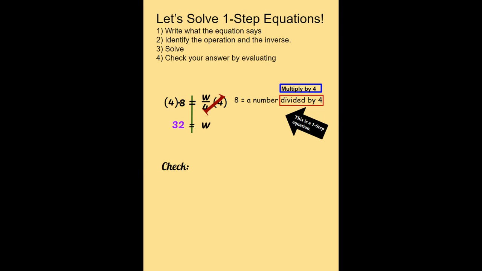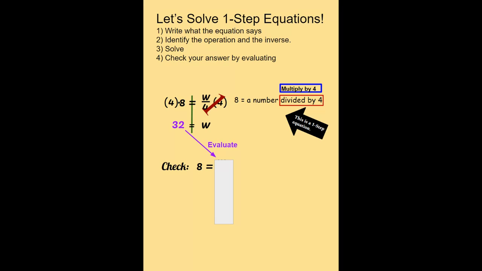Let's check by writing the original equation. 8 equals a number divided by 4. Now we're going to evaluate. Let's cover up the left-hand side. Let's substitute. The value of W is 32 divided by 4. Let's simplify. 32 divided by 4 equals 8. And we're done.